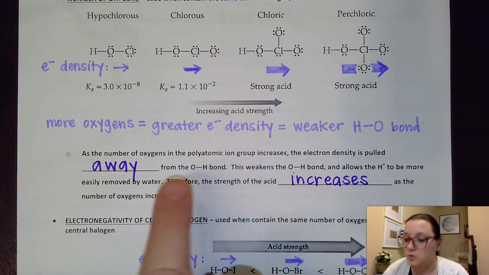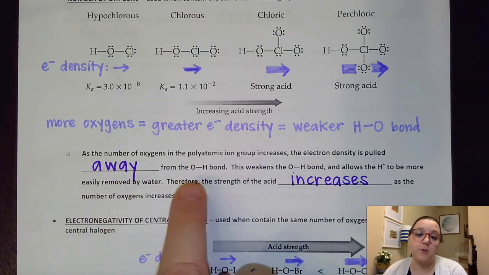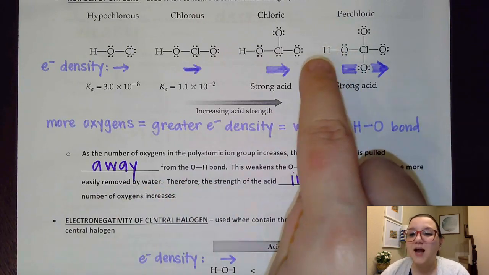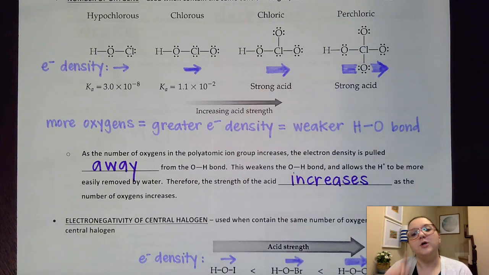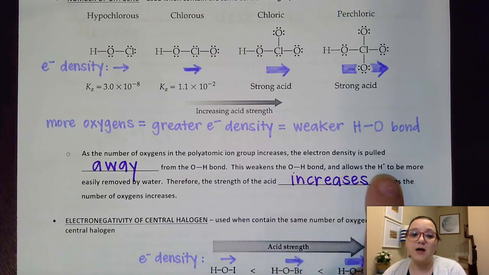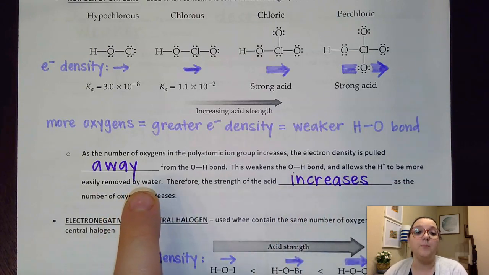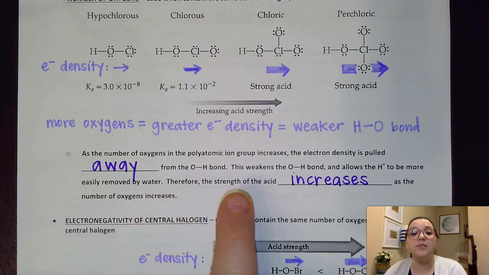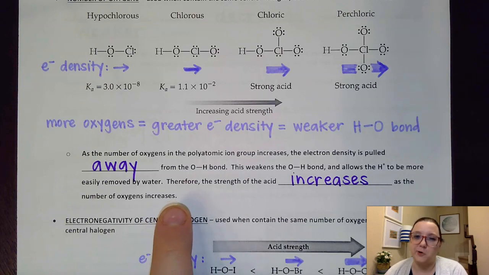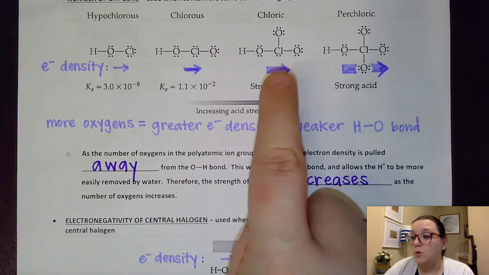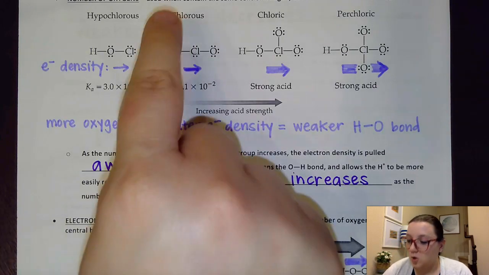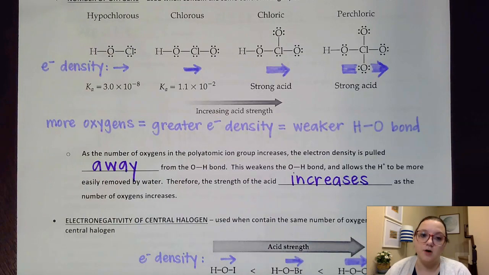So, to summarize here, as the number of oxygens in the polyatomic ion group increases, the electron density is pulled away from the OH bond. You could say the OH bond or the HO bond. It doesn't matter. It's that bond where that hydrogen is that I'm trying to lose. So if that bond now gets weakened, that allows the hydrogen to be more easily removed by water. And so therefore the strength of the acid increases as the number of oxygens increases. So that is why chloric and perchloric are both considered strong acids, but my chlorous and hypochlorous are not.